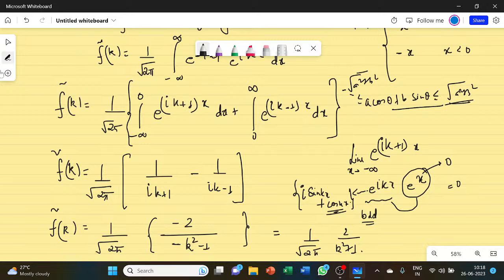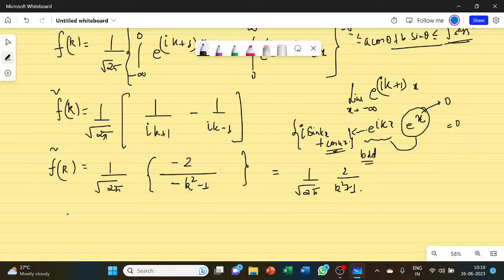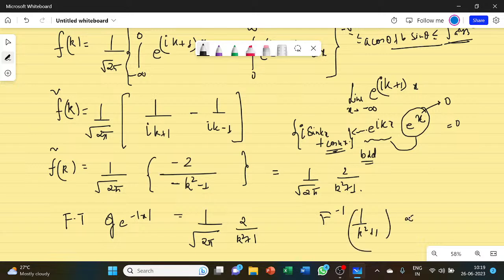Always remember that the Fourier transform of e to the power minus modulus of x is equal to 1 upon root over 2 pi times 2 upon k square plus 1. And the inverse Fourier transform of something like 1 upon k square plus 1 would be something proportional to e to the power minus mod x. I'm not saying what the constant values would be. There would be some constant values, so remember this.